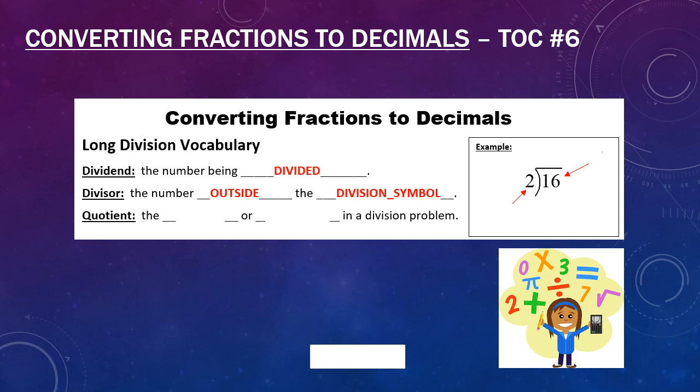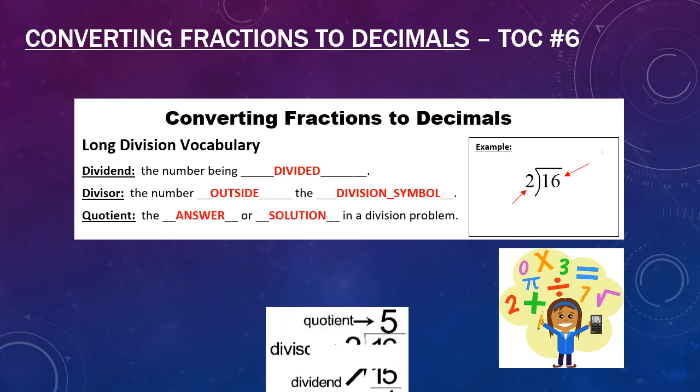And the last one is so very important. Put a star next to this one because this is something you're going to see all throughout middle school. It is quotient. Students like to mispronounce it, but it is quotient, and that is the answer or solution to a division problem.